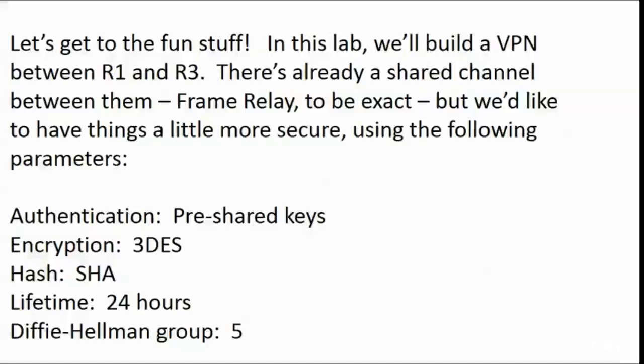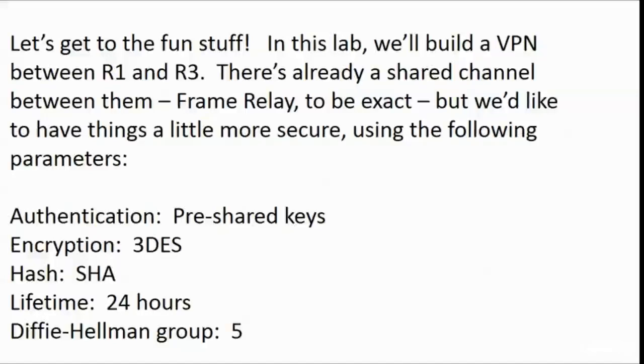With authentication, we're going to do pre-shared keys. With encryption, we're going to do something called 3DES. Every once in a while, you'll see this called TDES for triple DES, but generally it's 3DES. Hash, we're going to use something called SHA. Lifetime, 24 hours. That's the config we're going to put on router 1. That's how long we'd like our phase 1 SA, IKE SA to last. And something called the Diffie-Hellman group. We're going to go with group number 5 here.